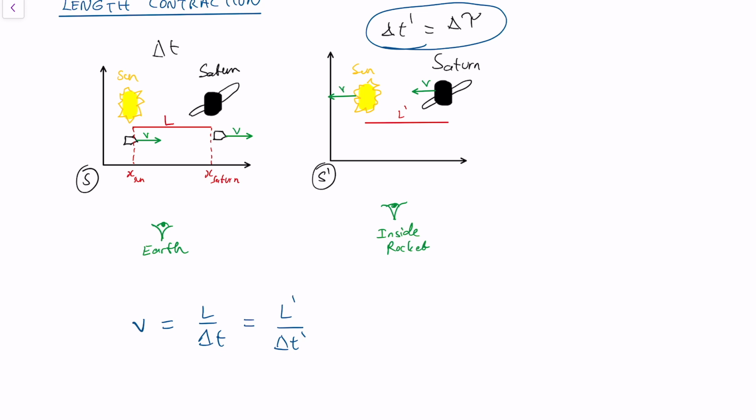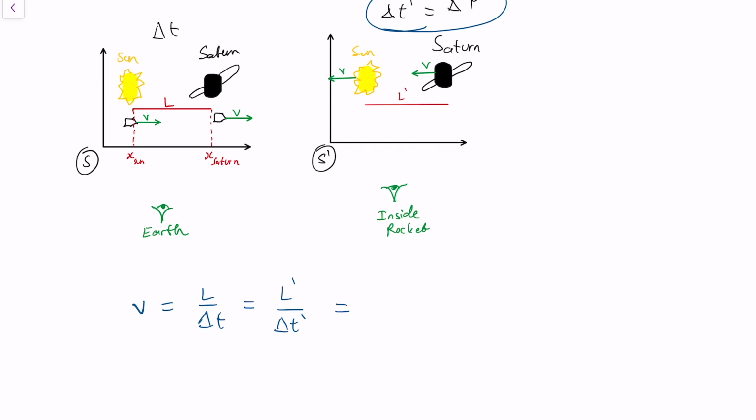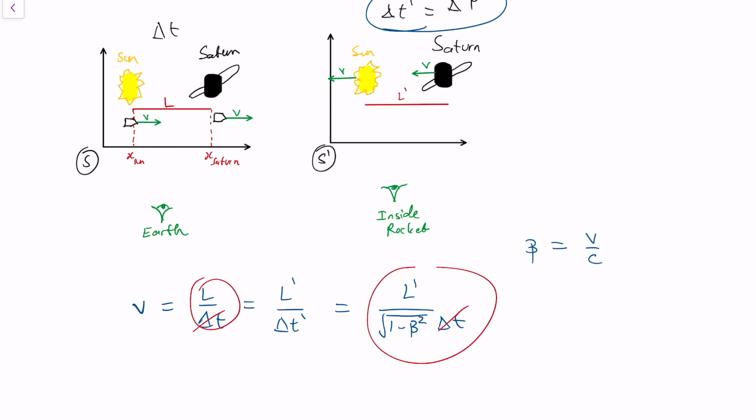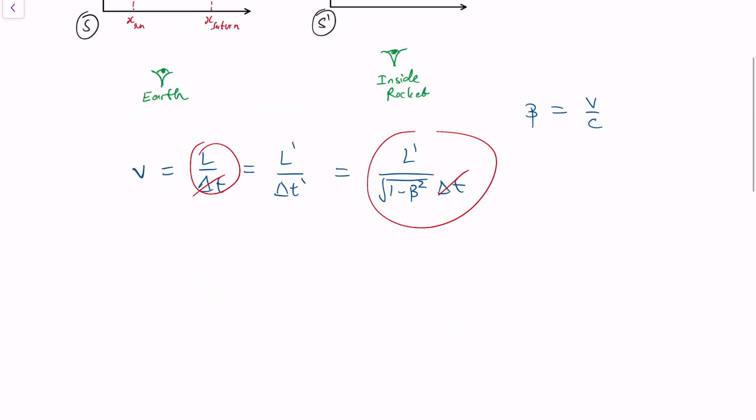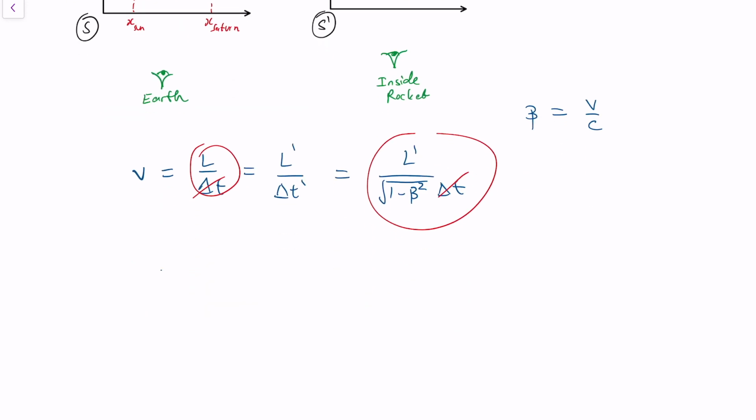Using the formula that we derived for time dilation, delta t equals delta t dashed divided by the square root of 1 minus beta squared, where beta is equal to v over c, and comparing these two formulas, we can get rid of delta t. If we make L dashed the subject, L dashed will equal the square root of 1 minus beta squared times L, right?